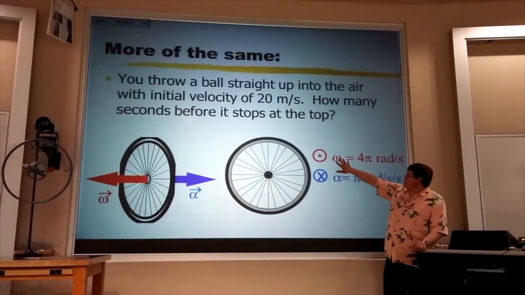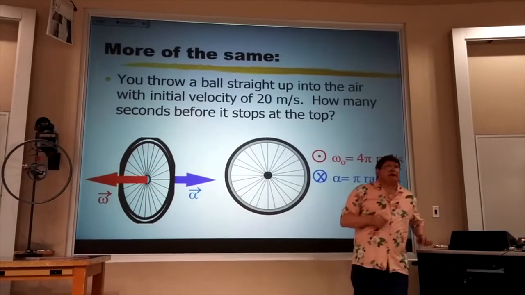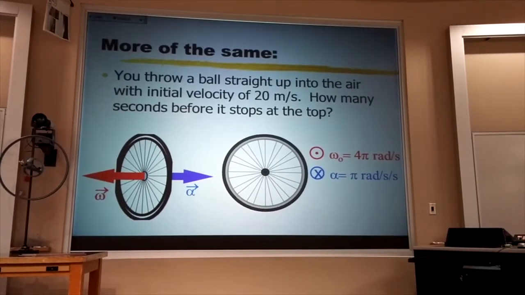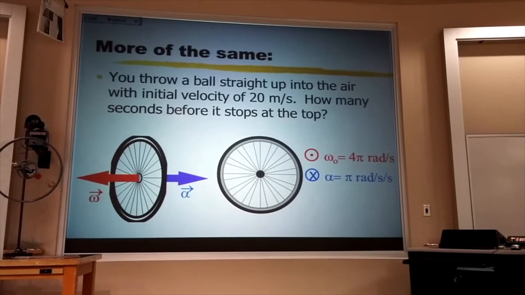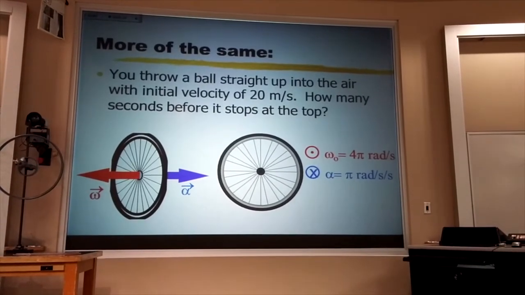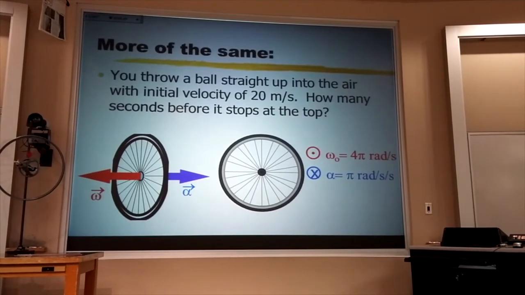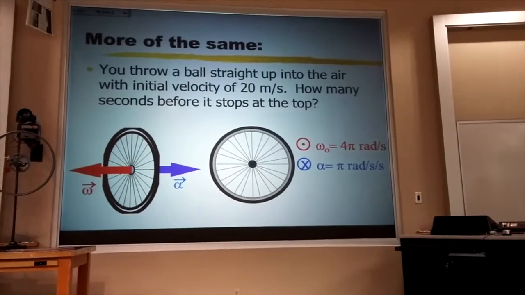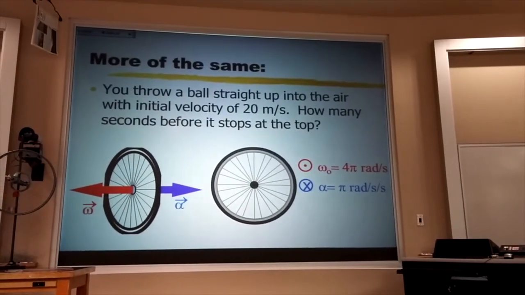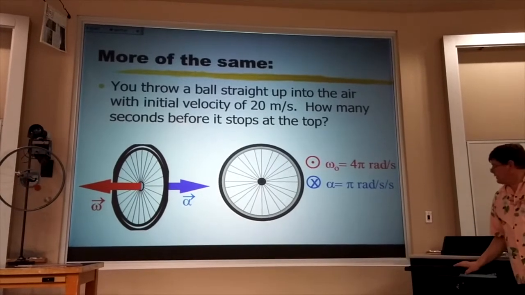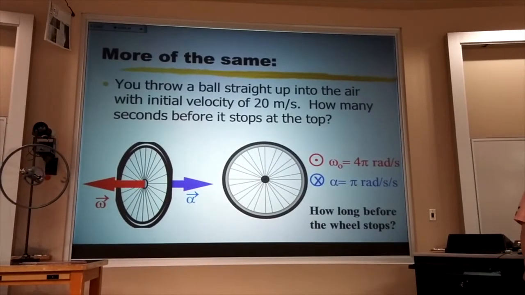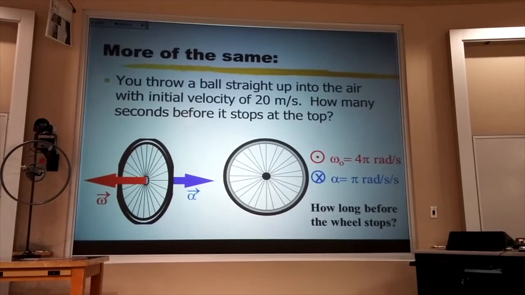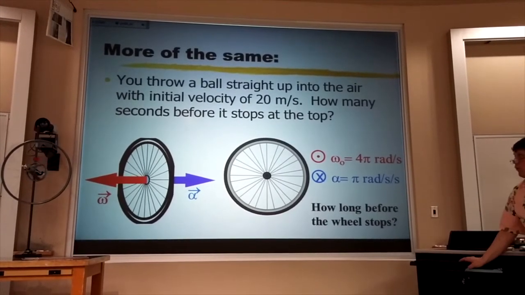Now, suppose I told you that this wheel started with an omega that was 4 pi radians per second. Just as an aside, how many times is that going around each second? 2. Twice, okay? If it has an alpha in the opposite direction, it's slowing down. If that alpha has a magnitude of pi radians per second every second, how many seconds before this wheel stops? Shout it out! 4. All right, you got it. One more connection.